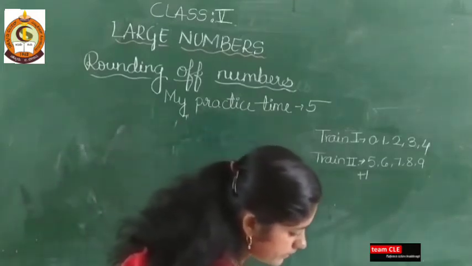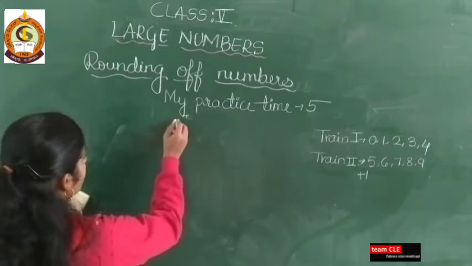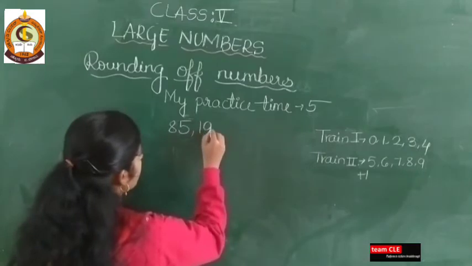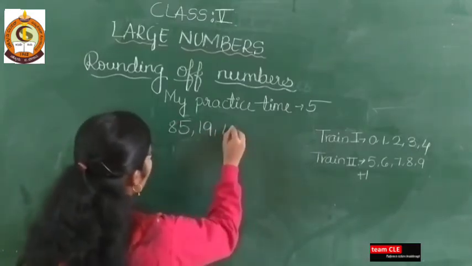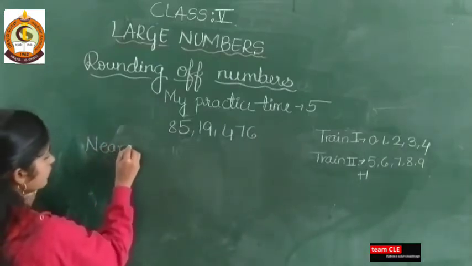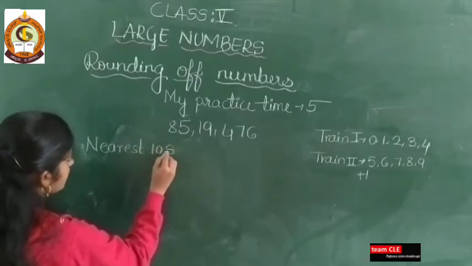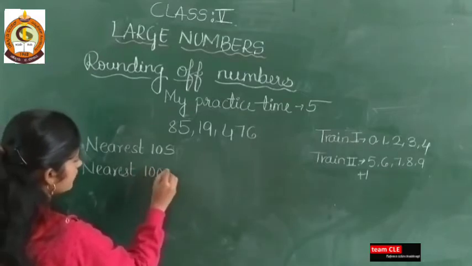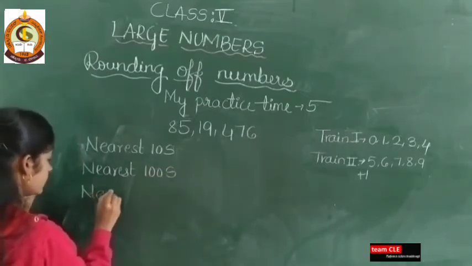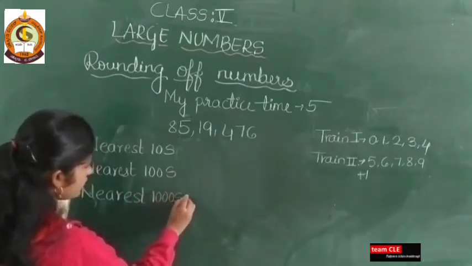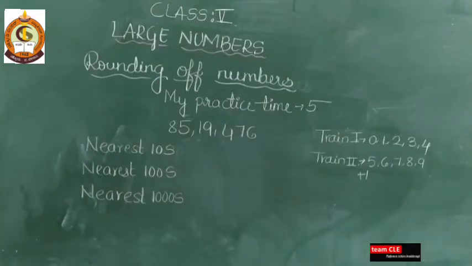Then I will take one more example from your My Practice Time, and that is 85 lakh 19,476. Again you have to round off here to the nearest tens, nearest hundreds, nearest thousands. So this is the second question from your My Practice Time 5.